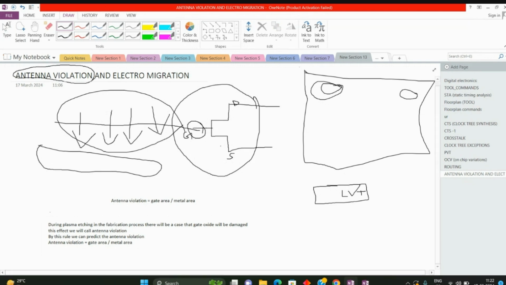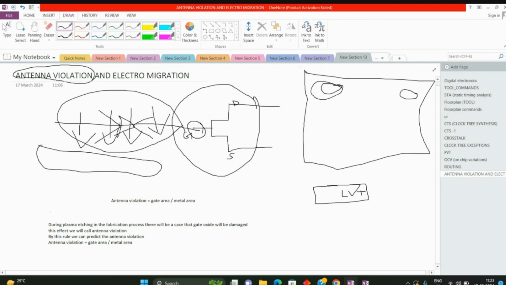So what you will do, you will break this net here. Breaking the net means you are just inserting one buffer in the middle of the net. So the net will be broken till here, you will add one buffer and the net will be continued from here. So with this also we can meet this rule, I mean we can satisfy this rule. Your metal area will be met and your antenna violation will be solved. Otherwise, there is one more solution also.